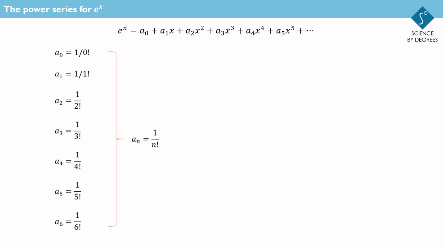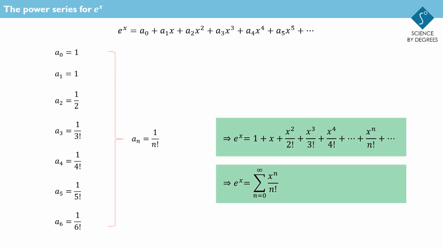and this means that we can write e to the power x as a series expansion in this form. And this is the power series expansion of e to the x.